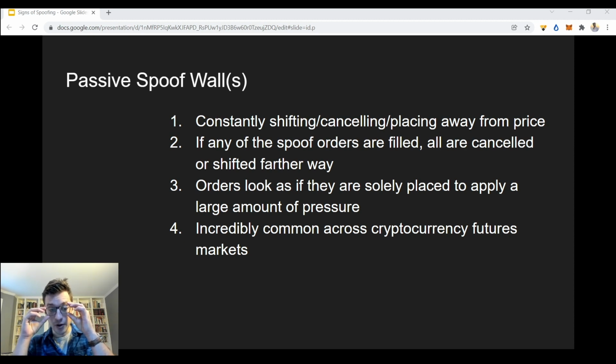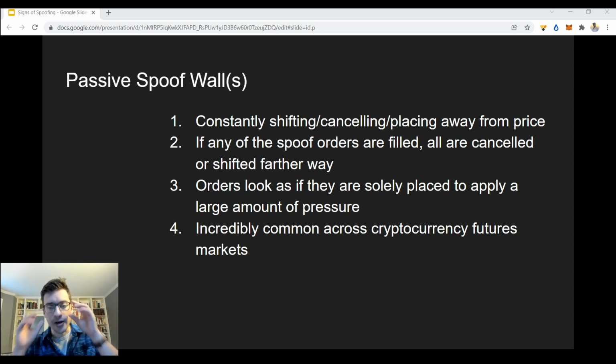A passive spoof wall is basically when someone constantly shifts, cancels, or places limit orders away from price. Now, if any of these orders are filled, all the orders are canceled or shifted farther away, because these orders are not meant to be filled. Also, everything that I'm talking about is typically not legal in regulated markets, but in crypto, all of this can go. It's probably fine, unless the exchange says not, which, whatever.